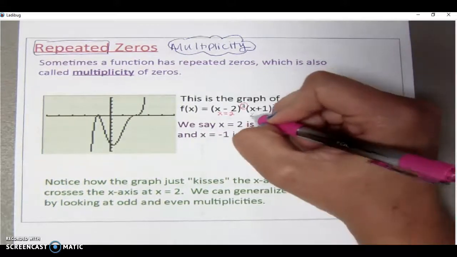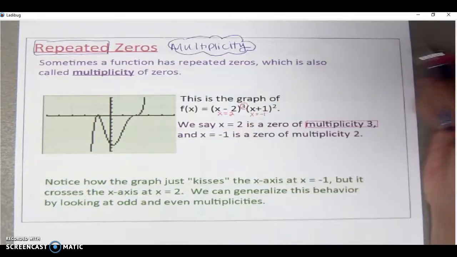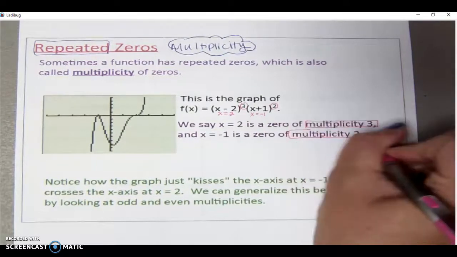Okay, and then if you solve this one for x equals negative 1, because the exponent is 2, that means you really have two (x plus 1)s. So that would have a multiplicity of 2.